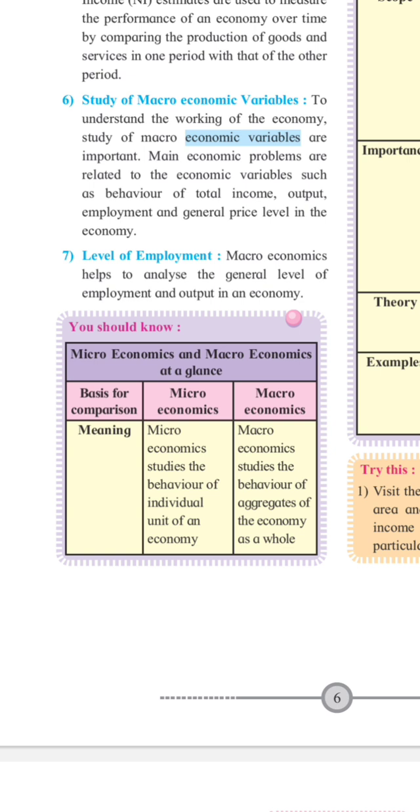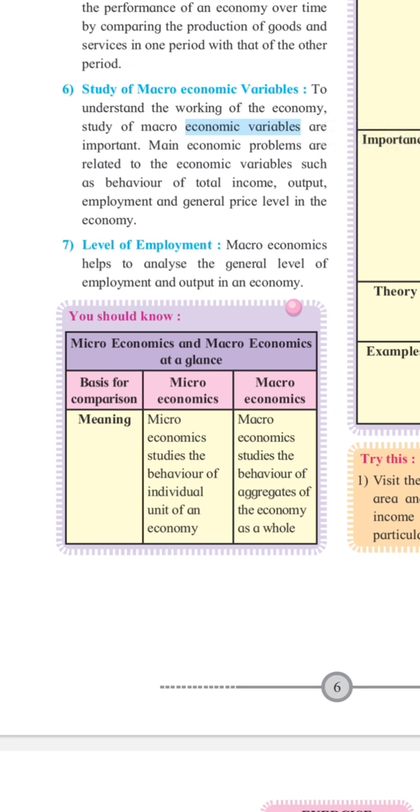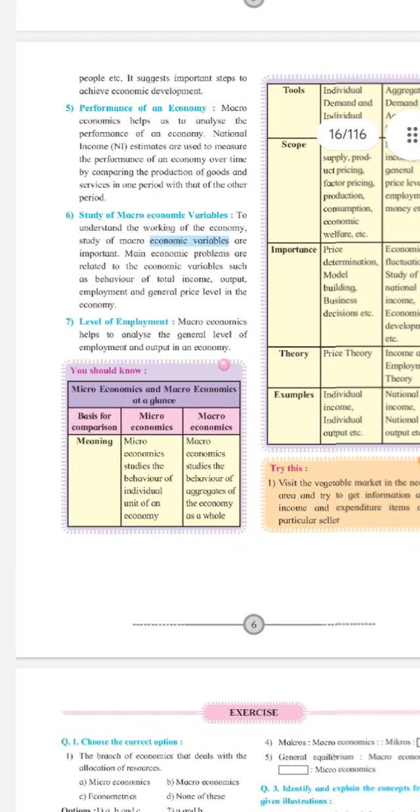And last, seventh, we have level of employment. Macroeconomics helps analyze the general level of employment and output in an economy. It also studies unemployment and ways to increase employment.